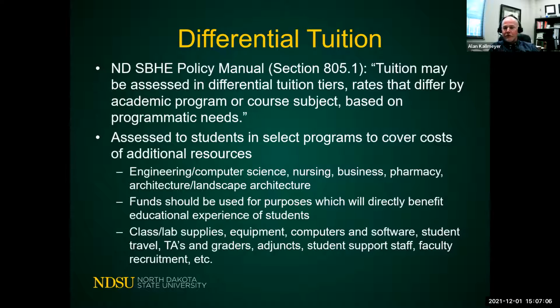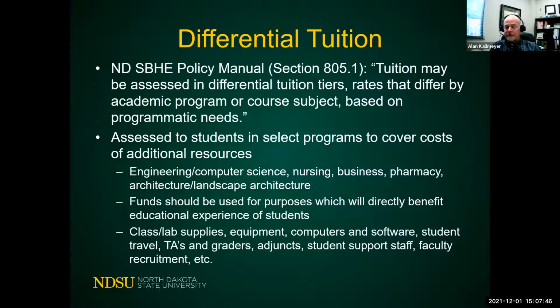that tuition may be assessed in differential tuition tiers, rates that differ by academic program or course subject based on programmatic needs. So the differential tuition, or DT as we abbreviate it, is basically that students enrolled in those programs pay a higher rate of tuition, and that money goes directly to the program that those students are enrolled in. And the intent is for programs that have higher costs associated with the delivery of education. Those programs have higher costs, so the students are going to need to pay a little bit extra.